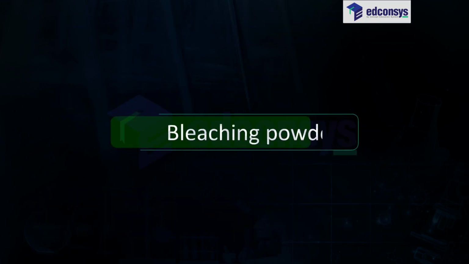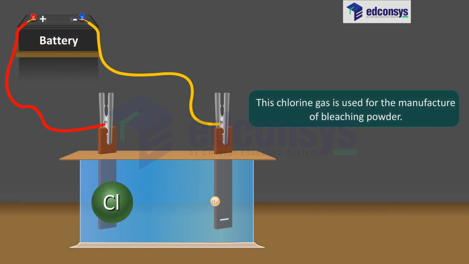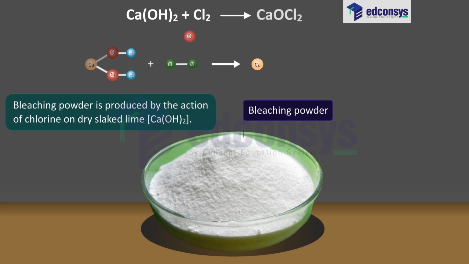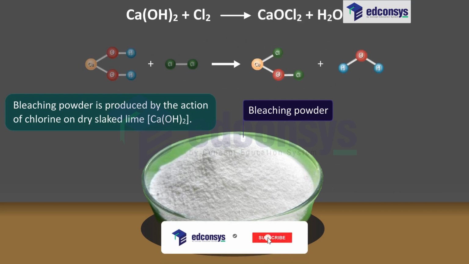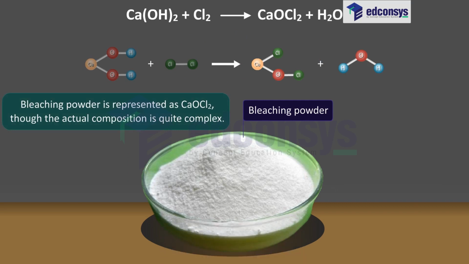Bleaching powder. Chlorine is produced during the electrolysis of aqueous sodium chloride. The chlorine gas is used for the manufacture of bleaching powder. Bleaching powder is produced by the action of chlorine on dry slaked lime. Bleaching powder is represented as CaOCl2, though the actual composition is quite complex.